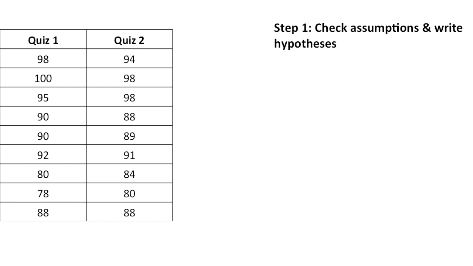Step 1, check assumptions and write hypotheses. There are 2 assumptions of a paired means t-test. First, that the data are paired. For each student, we have their quiz 1 and quiz 2 score. The data are paired by student, so this assumption has been met.